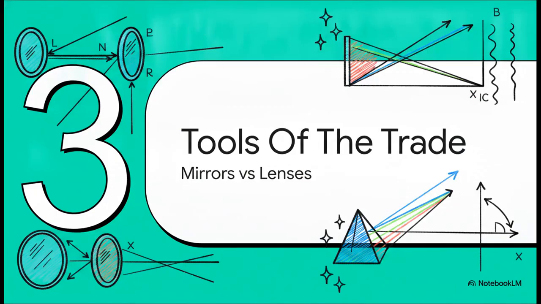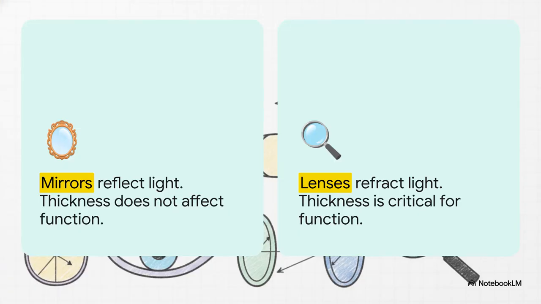Moving right along to Section 3, tools of the trade. So how do we actually harness these universal laws? Well, it brilliantly comes down to the fundamental difference between mirrors and lenses. Mirrors rely entirely on the phenomenon of reflection. They just bounce light back from a surface, usually using a polished, reflective metal. Because the light just bounces right off the surface, the physical thickness of a mirror doesn't affect its optical function at all. It just doesn't matter.